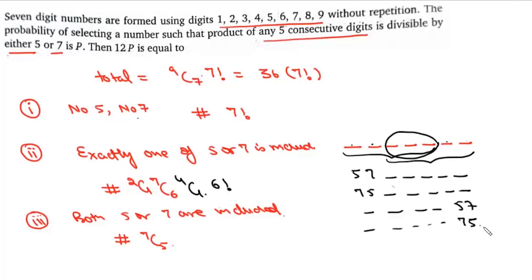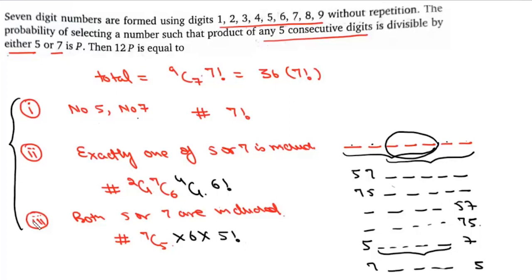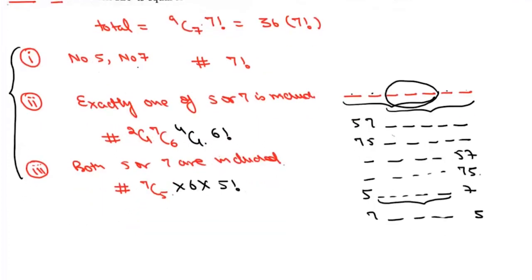Then there is another possibility when the number starts with 5 and ends with 7. So we have a group of 5 which is not divisible, or it is 7 and 5. So we'll have 6 cases in which we can position 5 and 7. So it will be this into 6, and then we can arrange these remaining 5 numbers in factorial 5 ways. So these are the possible cases where the number formed is such that any 5 consecutive digits are not divisible by either 5 or 7. Now we'll calculate this probability using exclusion.